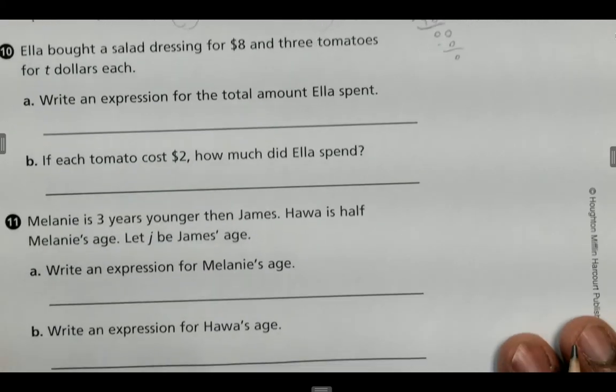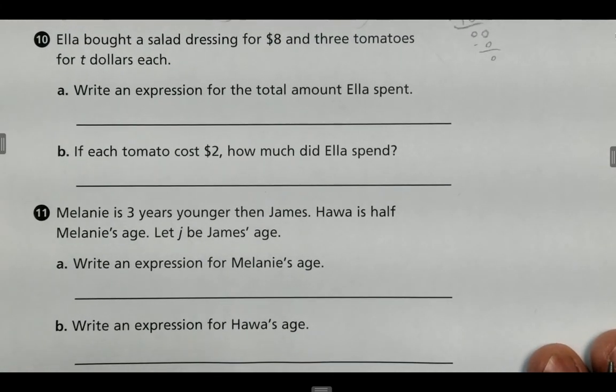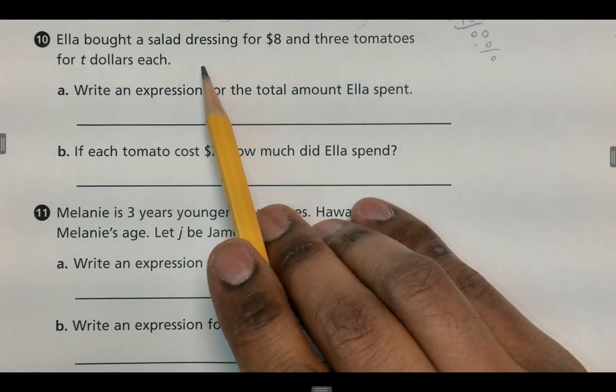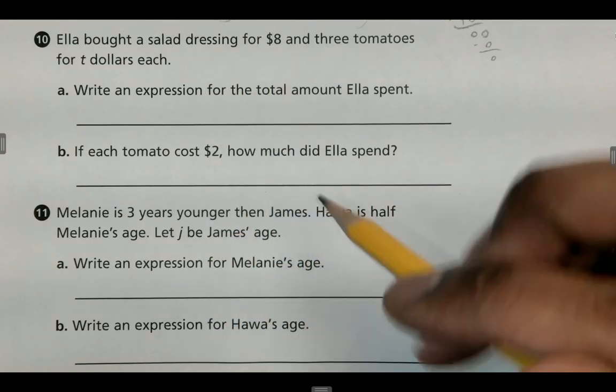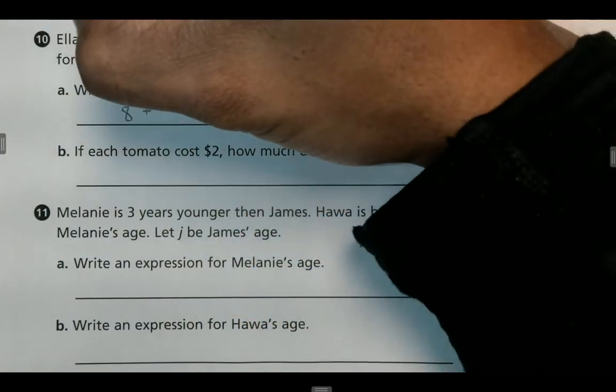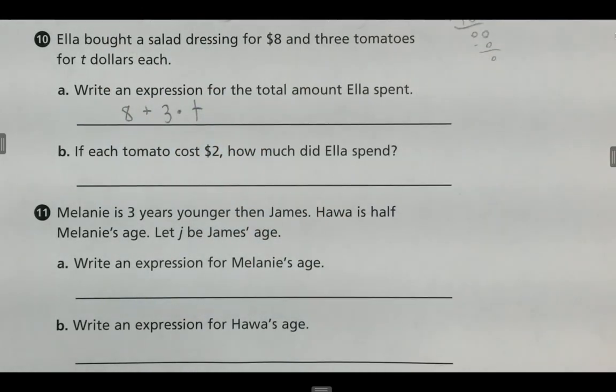On to the word problems. Ella bought a salad dressing for $8 and 3 tomatoes for $T each. Write an expression for the total amount Ella spent. Okay. Well, the salad dressing was 8 plus, we don't know how many tomatoes, but it was 3 times T.